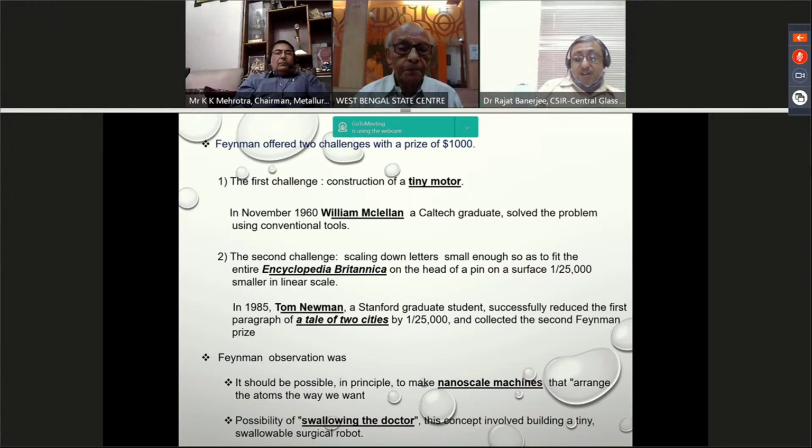The second challenge was the most difficult: scaling down letters small enough to fit the entire Encyclopedia Britannica on the head of a pin, on a surface 1 by 25,000 smaller in linear scale. In 1985, Tom Newman, a Stanford graduate student, successfully reduced a paragraph of A Tale of Two Cities by 1 by 25,000 and collected the second prize.